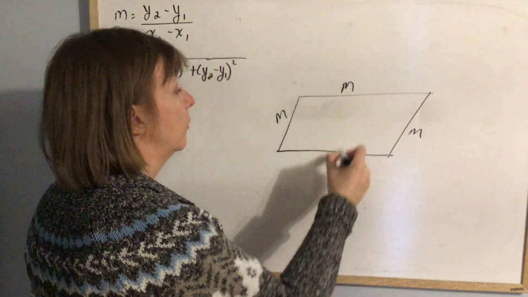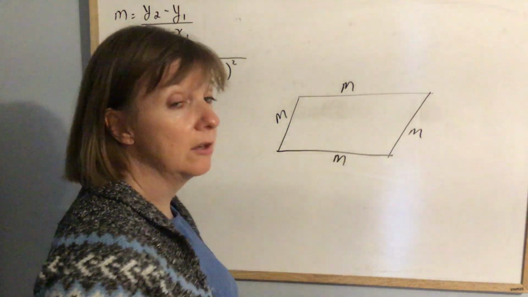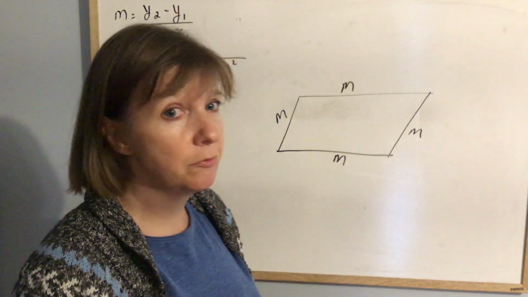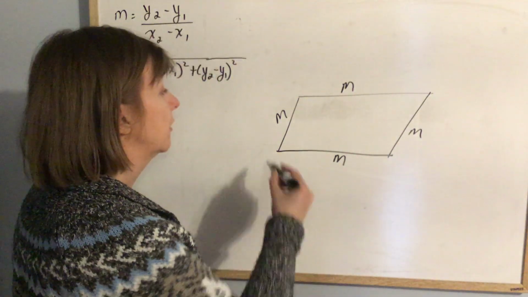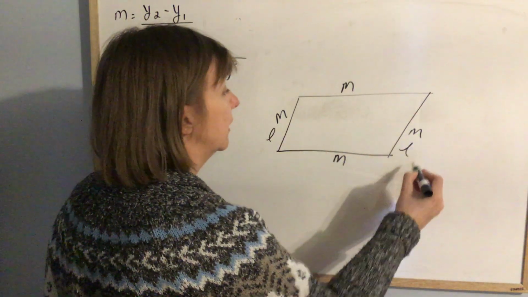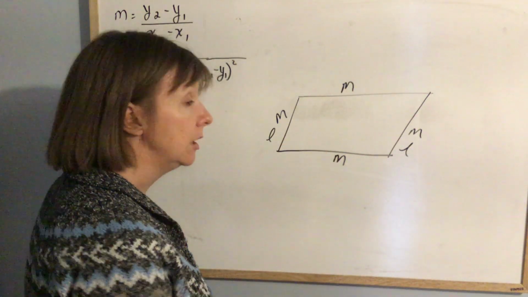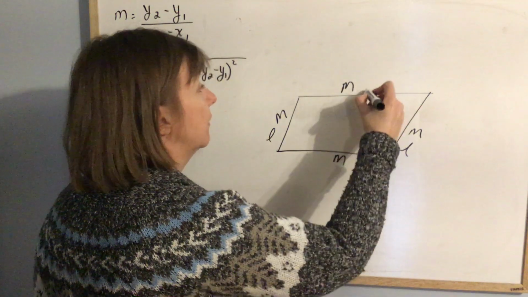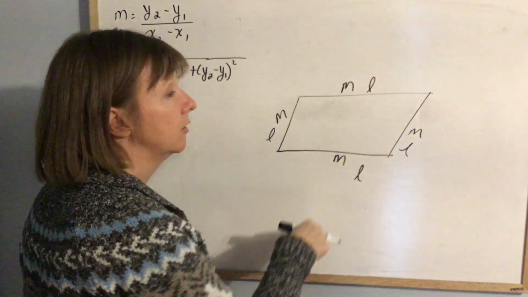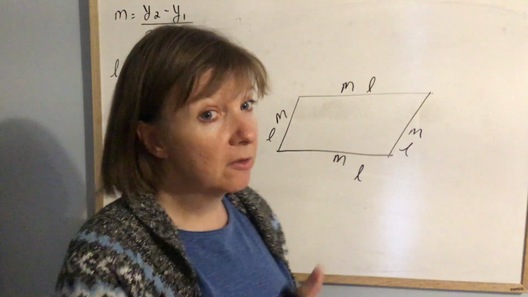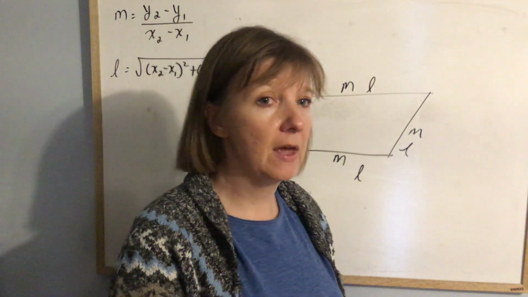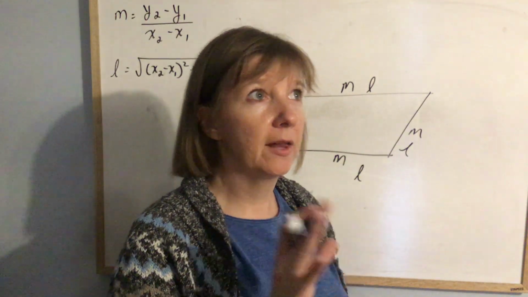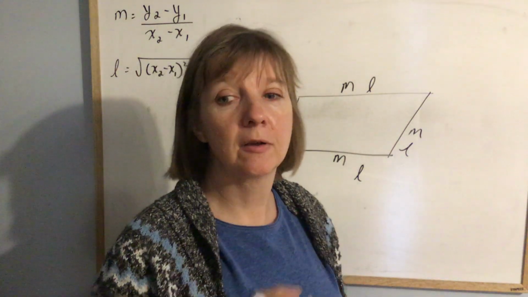If I find the slope of this side and the slope of this side, they should be the same. That would prove it's a parallelogram. So would the lengths of the sides, because the length of this side and the length of this side should be equal, and the length of this side and the length of that side should be equal. Because a rectangle is a type of parallelogram. It's just that a parallelogram is not necessarily a rectangle.